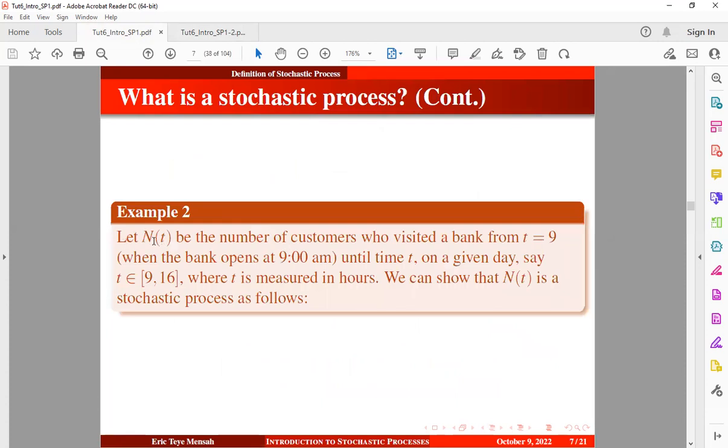Now let N index t be the number of customers who visited a bank from time t equal to 9, that is when the bank opens at 9 a.m., until time t on a given day, okay? Say from 9 a.m. to 4 p.m. For 24 hours, we have 9 to 16, where t is measured in hours. So we can show that N index t is a stochastic process as follows.